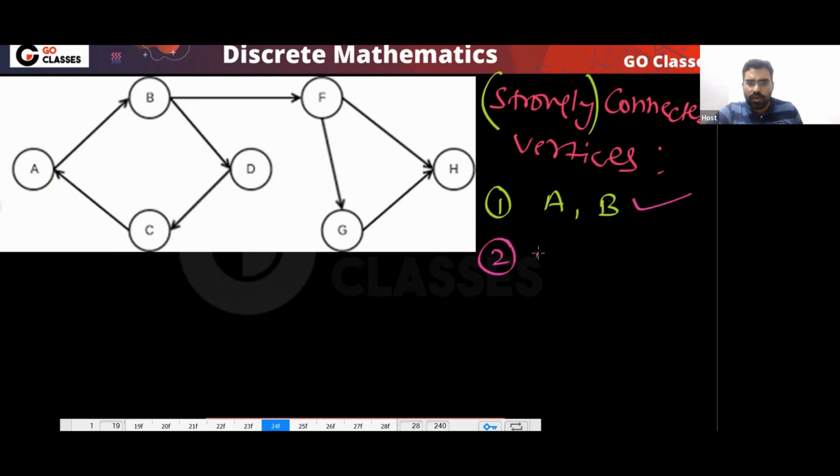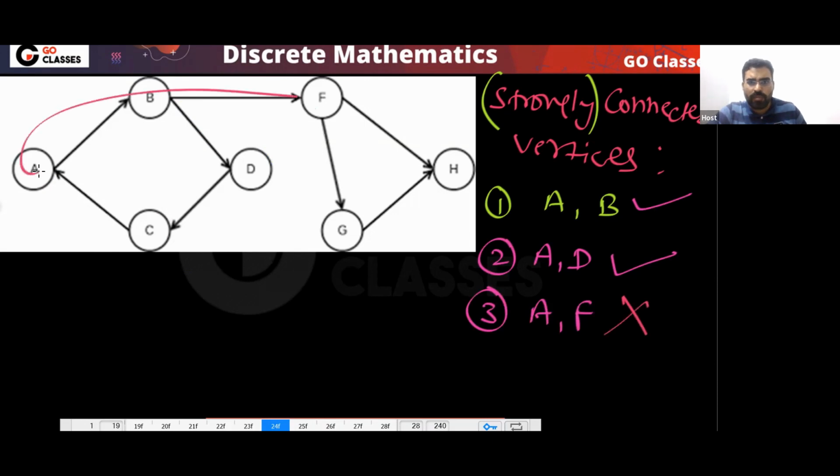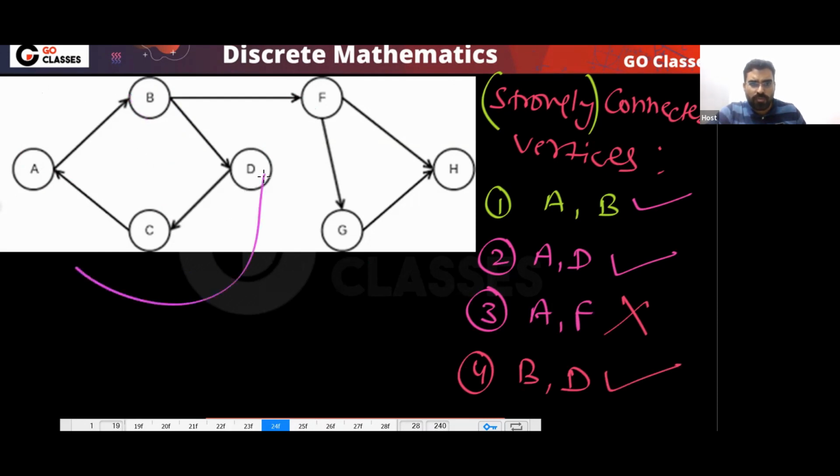What about A comma D? Yes, you can go from A to D, and you can also go from D to A. So they are also connected. What about A comma F? No, because you can go from A to F, but you cannot go from F to A. What about B comma D? Yes, because you can go from B to D, and you can go from D to B. So these are also connected.